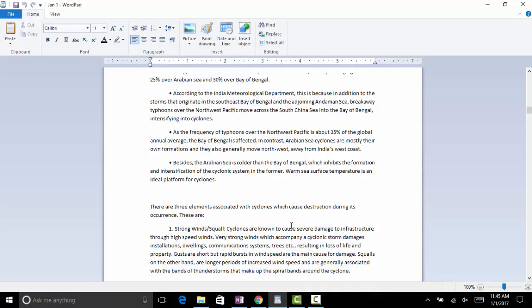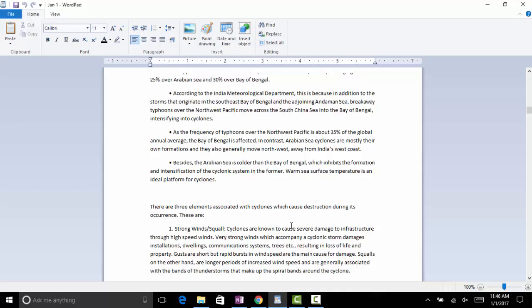Secondly, the direction: a major portion of the cyclones generated in the Arabian Sea go away from the western coast of India as part of the trade winds. You see the direction of the trade winds. So when cyclones are generated here, the tendency is to move away from the west coast of India. Whereas any cyclone generated here has a tendency to hit the eastern coast of India. Clear?